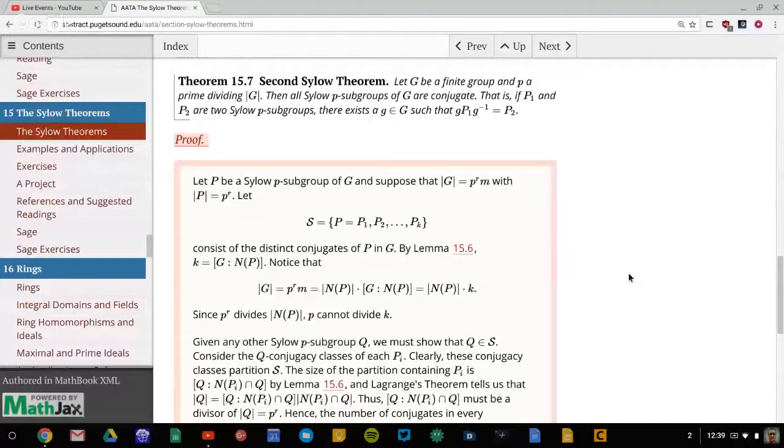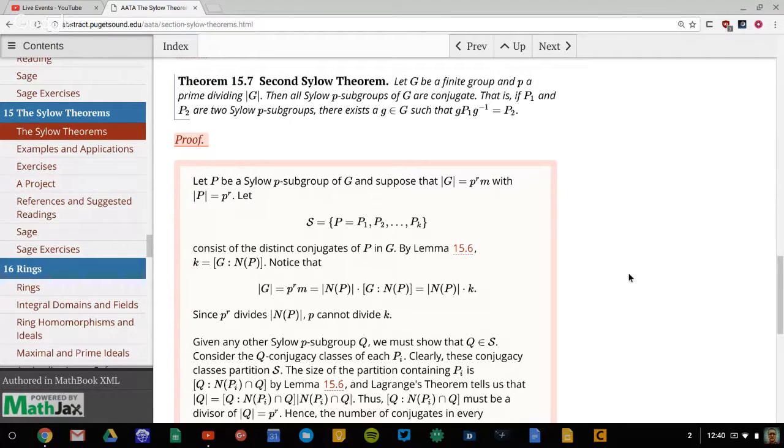Sylow p-subgroup, so the size of P is p to the r. Script S is the set of conjugates of this Sylow p-subgroup, P1 through Pk, beginning where P1 is this particular Sylow p-subgroup itself. These groups P1, P2, all the way up to Pk, are all conjugates of P. So they are all subgroups of the same size as P, so each of them is a Sylow p-subgroup of G.